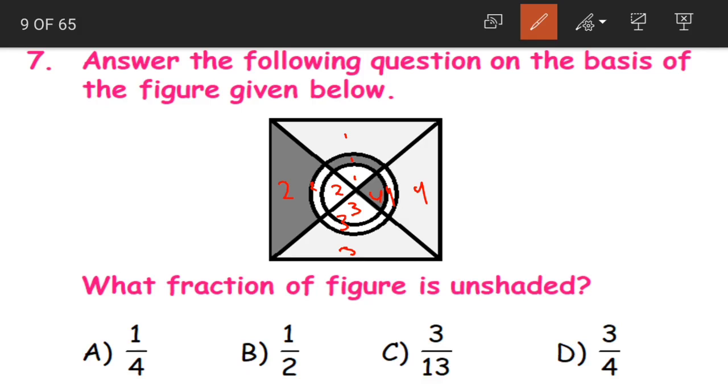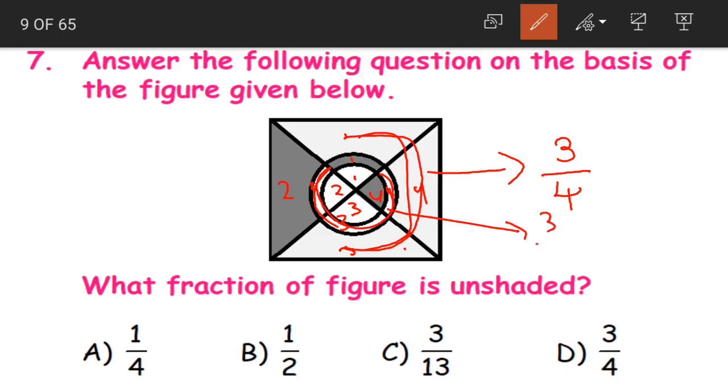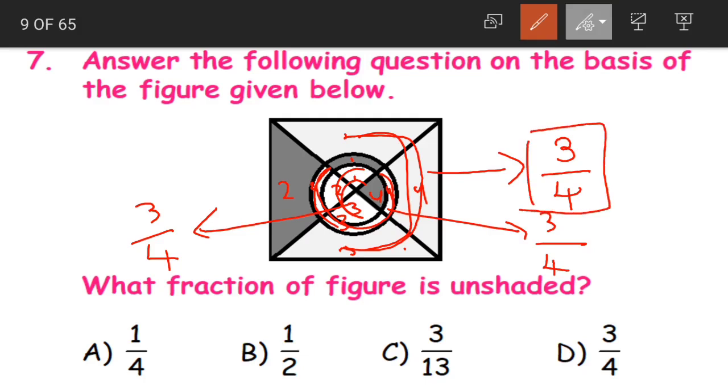And from those parts, how many parts are unshaded, children? So if you look at this outer figure, 3 are unshaded out of 4. So 3 by 4. Again, if you look at this small circle, 3 are unshaded out of 4. Again, if you look at the inner circle, 3 are unshaded out of our 4 parts. See, no matter whatever shape we take from the figure, each shape has 3 by 4th part as unshaded.